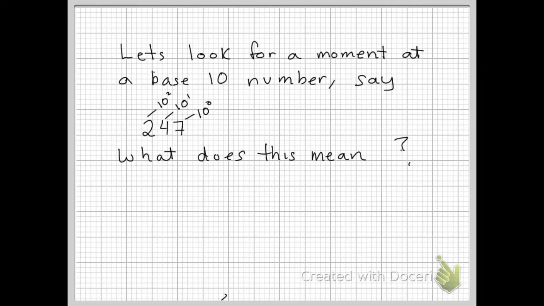This means 4 times 10 to the 1. 10 to the 1 is 10. So 4 times 10 is 40. These are the tens. And this is the position of the hundreds. 10 to the 2 is 100. So 2 times 100 is 200.